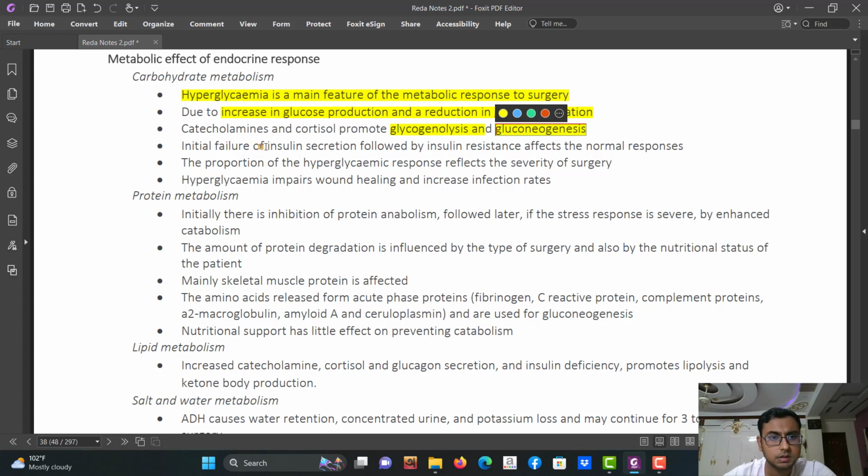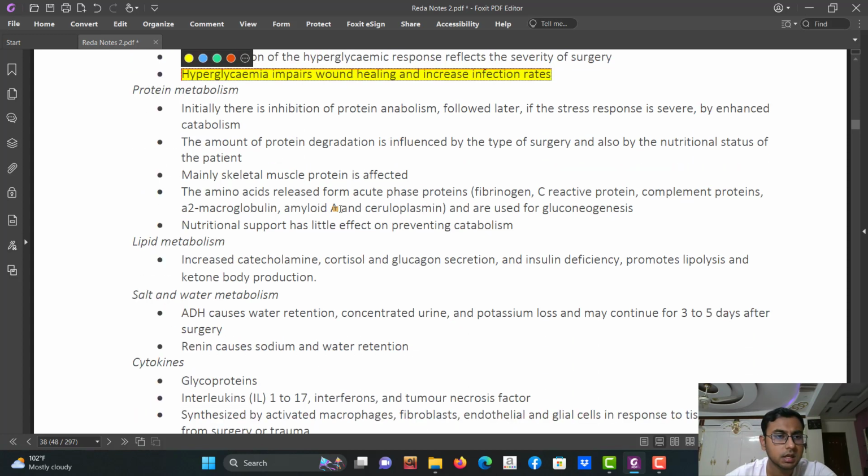Initial failure of insulin secretion is followed by insulin resistance after the normal response. The proportion of the hyperglycemic response reflects the severity of disease. Hyperglycemia impairs wound healing and increases infection rates. Now the protein metabolism. Initially there is an inhibition of protein anabolism, followed later, if the stress response is severe, by enhanced catabolism.